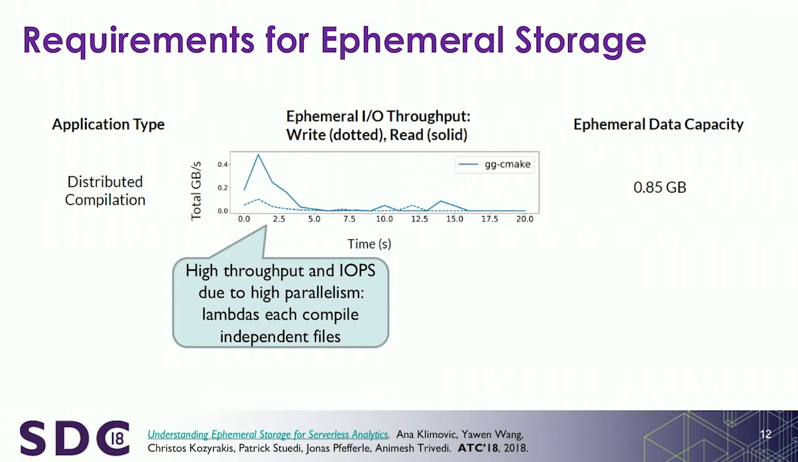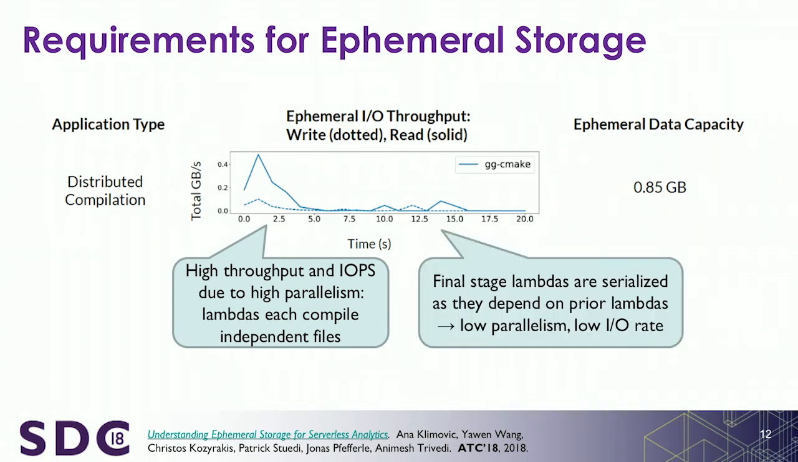And what you'll notice is that at the beginning of the job, there's high parallelism, because every Lambda is compiling an independent source file. And so they can all run concurrently, and this high parallelism results in high I/O rates and throughput. In the later stages of the job, Lambdas are handling archiving and linking, so they're serialized. They depend on the outputs of previous stage Lambdas. There might be some stragglers here. And the particular source code we're compiling in this case is the CMake project, and the ephemeral data capacity for this is less than 1 gigabyte, so pretty small.